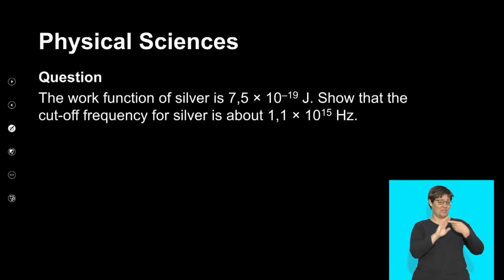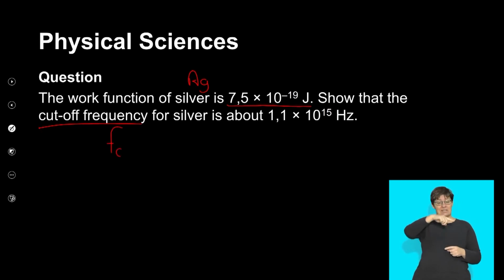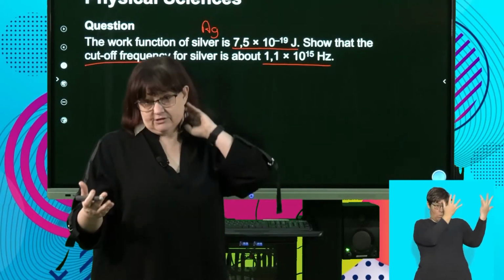First one, the work function of silver, and just to remind you, silver is Ag. And you're going, but it's not chemistry. This has a little bit of chemistry in it. The work function is 7,5 times 10 to the minus 19 joules, which is fine. Show that the cutoff frequency, or the threshold frequency, for silver is about 1,1 times 10 to the 15 hertz. They're asking you to prove what the threshold frequency is.